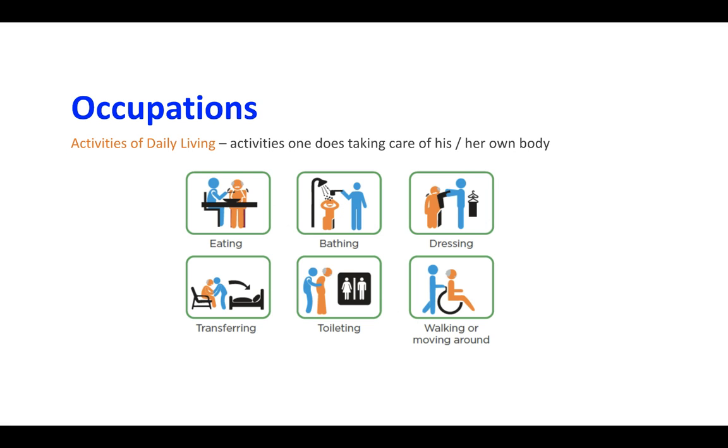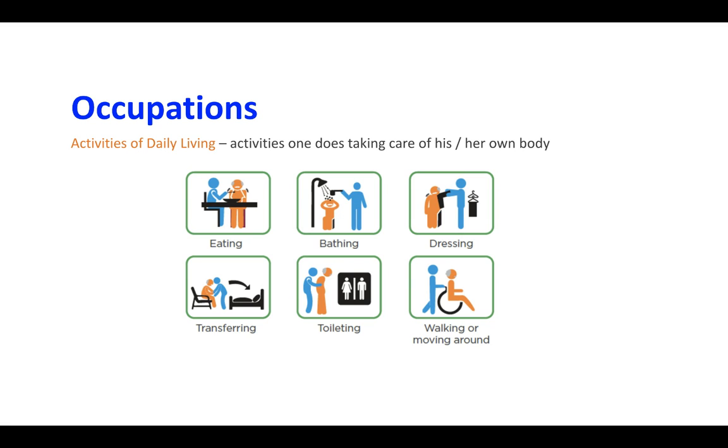Okay, occupations more specifically. We're going to talk about activities of daily living. These are activities that one does in taking care of his or her own body. This usually is included in the areas of eating, bathing, dressing, transferring, meaning that you're transferring yourself from one place to another, or you're transferring an object from one place to another. Toileting, this is the actual act of going to the bathroom, and then walking or moving around.